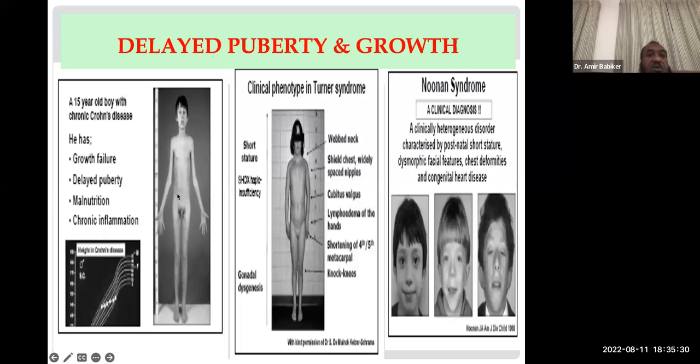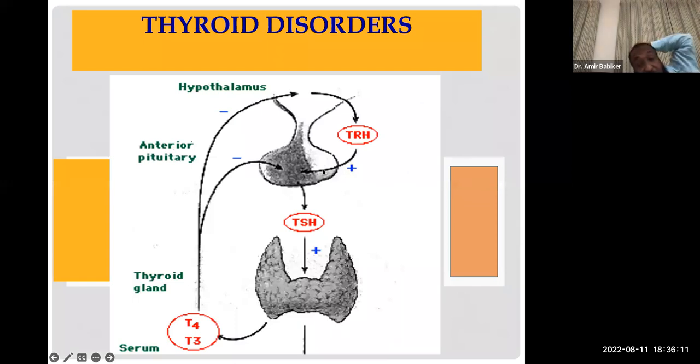So this is just giving you the same photo earlier of Turner syndrome. They have hypogonadism. What type of hypogonadism? Hypergonadotrophic or hypogonadotrophic? Hyper, very good. Hypergonadotrophic, excellent. And then we have this delayed puberty due to malnutrition, the body built, and this is Crohn's disease. And then we have Noonan syndrome. Also, they do have some sort of delayed puberty. Okay, good. We come to 1:30.